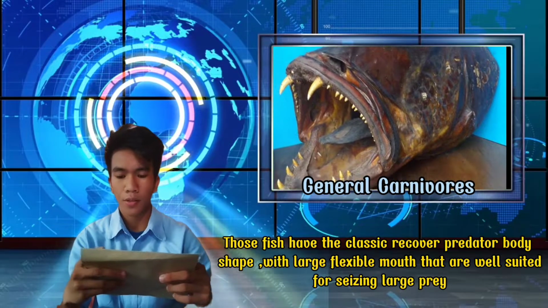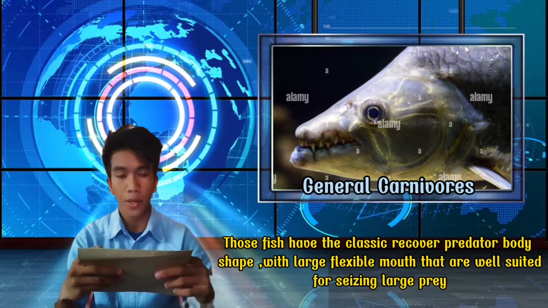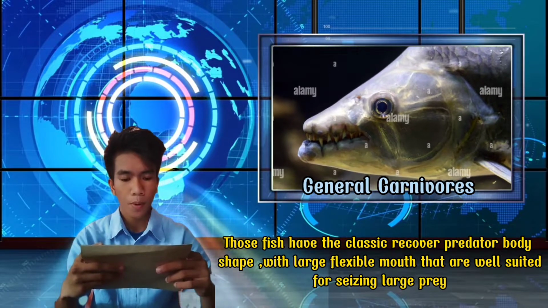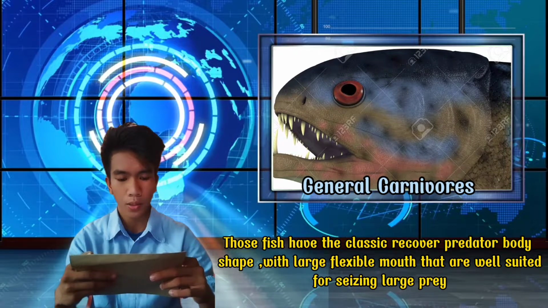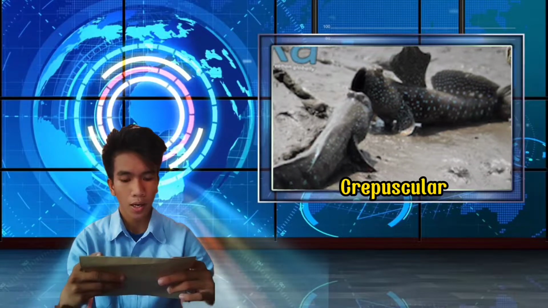So, general carnivores. Those fish have the classic predator body shape, with a large flexible mouth well suited to seizing large prey. There are 3 basic types: nocturnal, crepuscular, and the last one is diurnal.